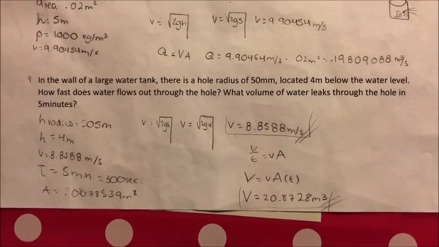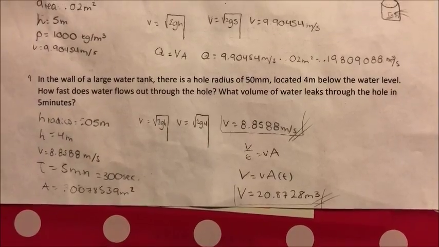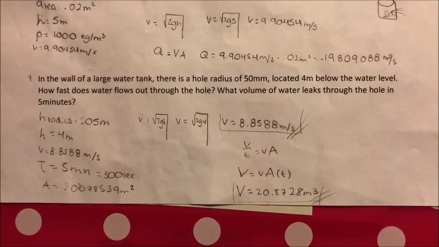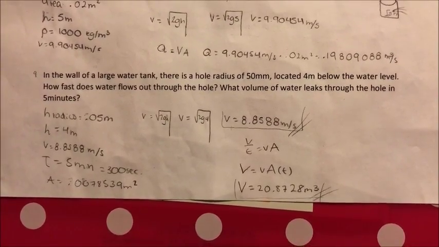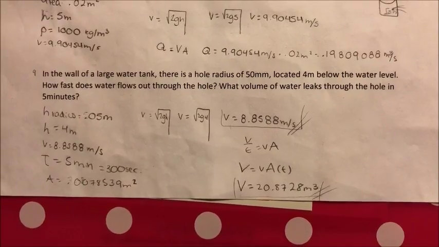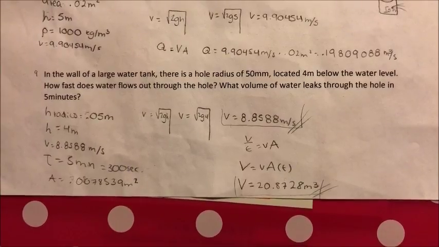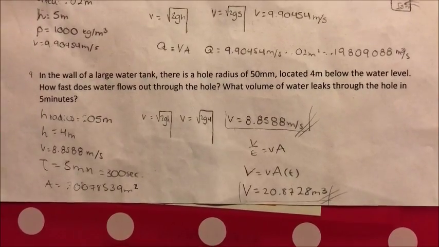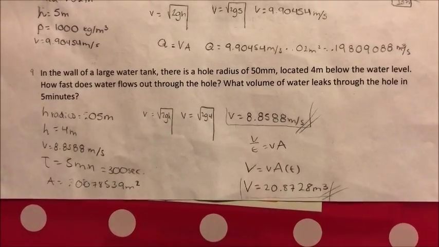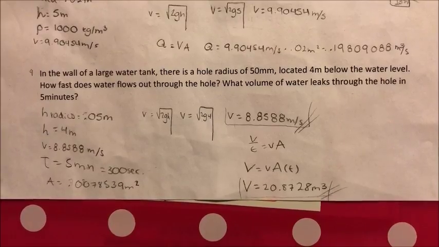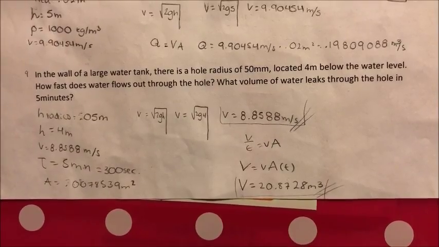The last problem says, in the wall of a large water tank, there is a hole radius of 50 millimeters, located 4 meters below the water level. How fast does water flows out through the hole? What volume of water leaks through the hole in 5 minutes? The first thing that we have to get is the velocity, and we get it with the same formula that we used in the last exercise, and its velocity equals to square root of 2 times gravity times height. Height is 4 meters, gravity is 9.81, and it gives us a velocity of 8.8588 meters squared.